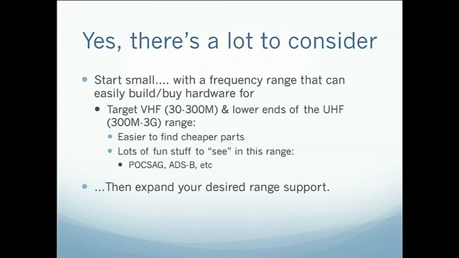So the idea is that I suggest to start small, start cheap. Start with the UHF and start with VHF and the lower ends of the UHF spectrum. Basically, use RTL SDRs that'll get you 50 megahertz to 2.2 gigahertz. And you'll be able to get all the cabling, the adapters, and all those things fairly cheap.